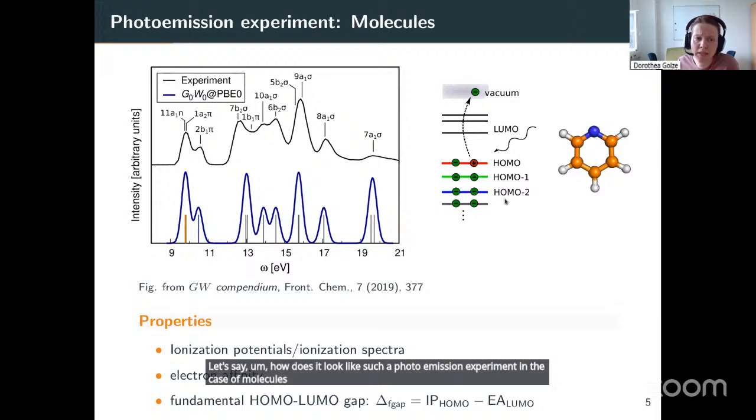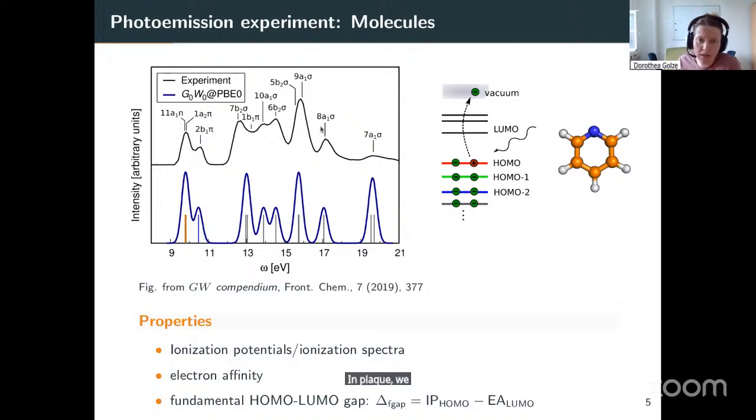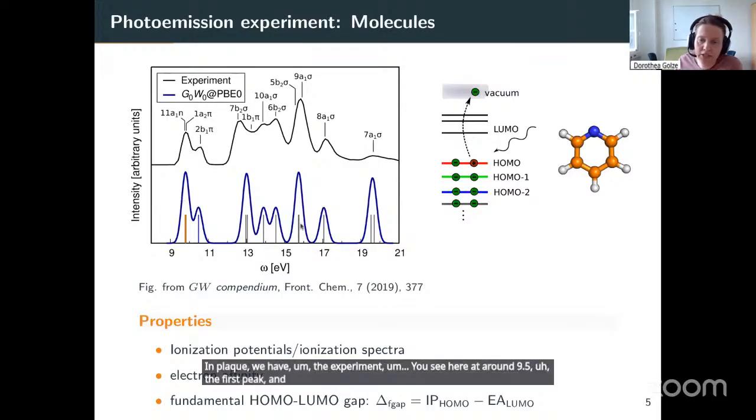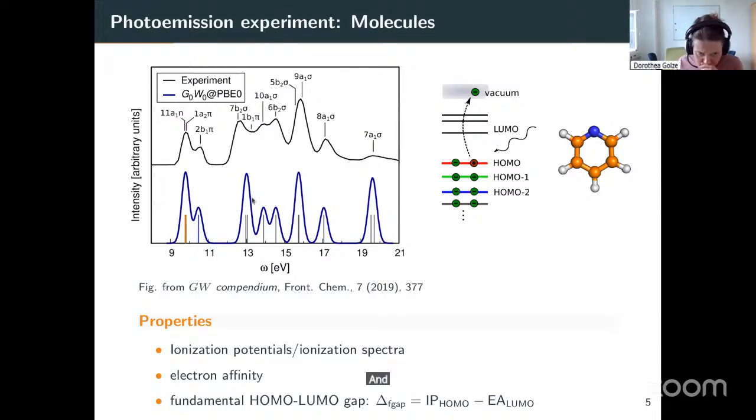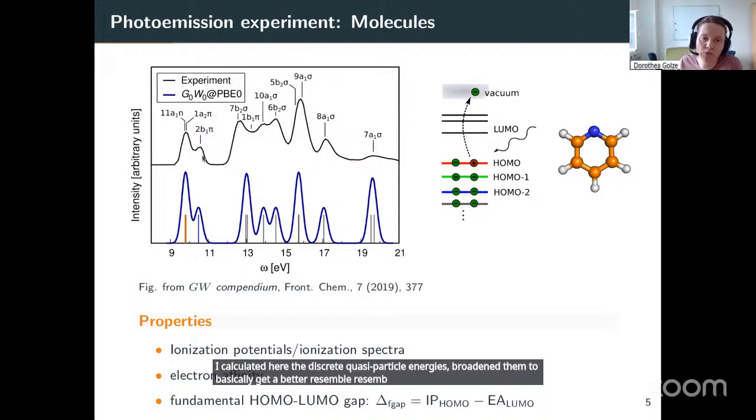We have here pyridine. In black, we have the experiment. You see here at around 9.5 the first peak, and I try to indicate this. This is from the electron binding energies of the HOMO and HOMO-1, indicated with the blue and red line. And the next peak belongs to the HOMO-2. I calculated here the discrete quasi-particle energies and broadened them to get a better resemblance to experiment. So that's what you can compute.